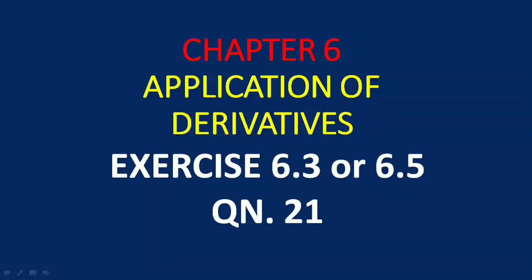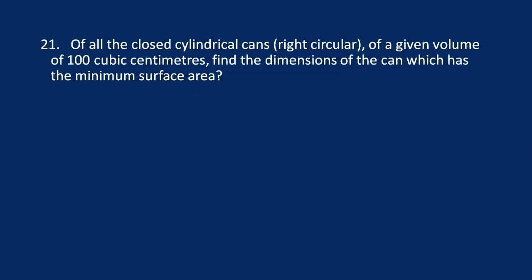Chapter 6, Application of Derivatives, Exercise 6.3, or 6.5 in the previous textbook. Question number 21: of all the closed cylindrical cans, right circular, of a given volume of 100 cubic centimeters, find the dimension of the can which has the minimum surface area.